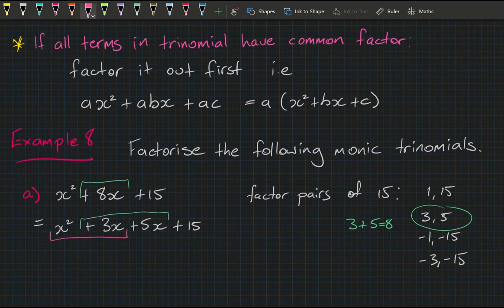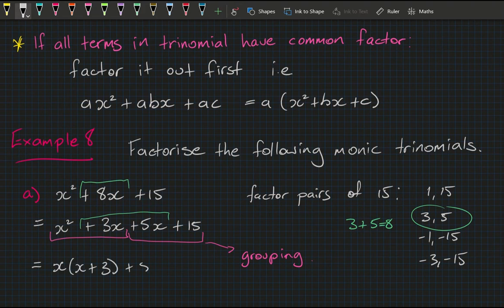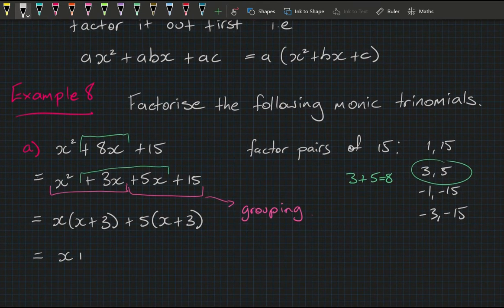All right, and the next thing we want to do is some grouping. And then we'll take out the common factors, which is an x on the left group and a 5 on the right group. And we end up with this because x times x is x squared, x times 3 is 3x, 5 times x is 5x, and 5 times 3 is 15. And clearly x plus 3 is a common factor, so our answer is x plus 5 times x plus 3.